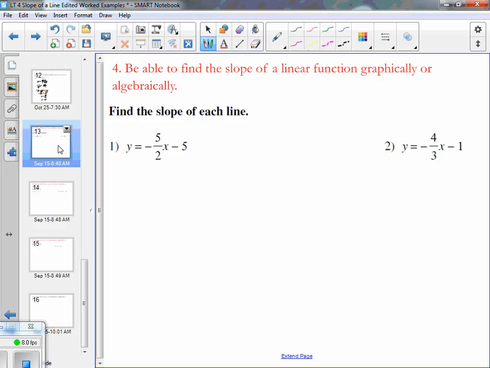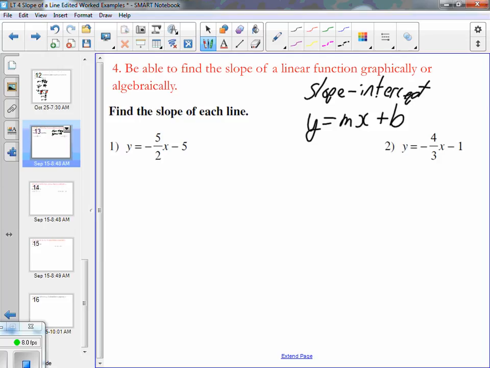And you've got to remember this. You've got to remember the slope-intercept form of a linear function. Remember y equals mx plus b? That's the form our equation needs to be in. Because if our equation is in this form, whatever the coefficient of x is, that's the slope of the line.